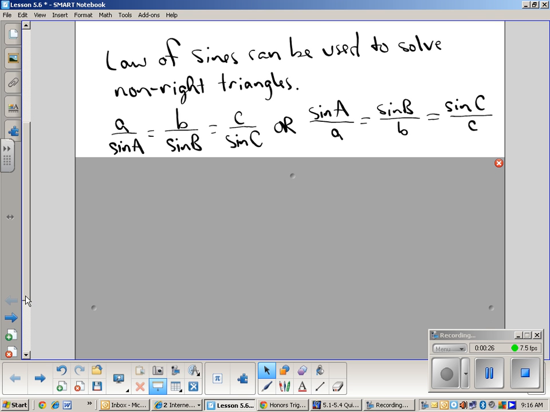You can write it either way, the way I wrote on the left or the way I wrote on the right. If I take 2 fourths, it is equal to 1 half. If I flip them both over, 4 halves is equal to 2 over 1. So if I write them A over sine A or sine A over A, it doesn't really matter. They're going to be equal ratios.